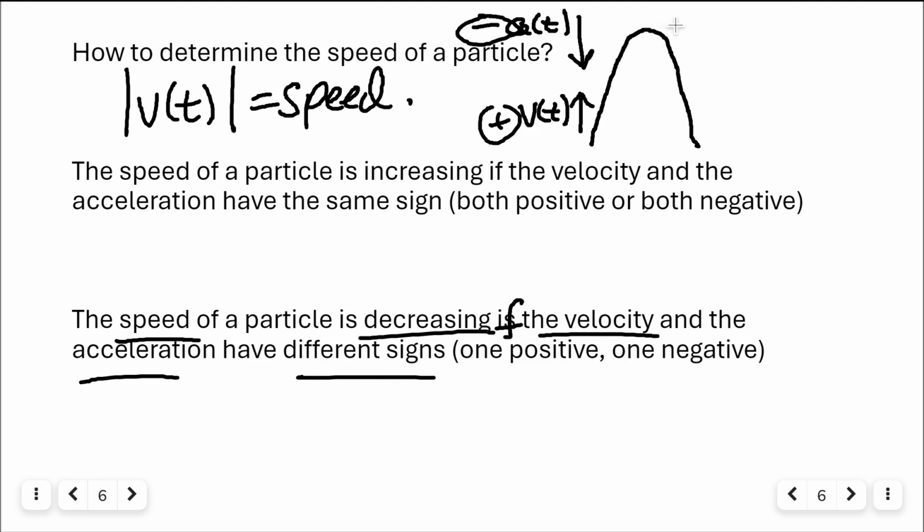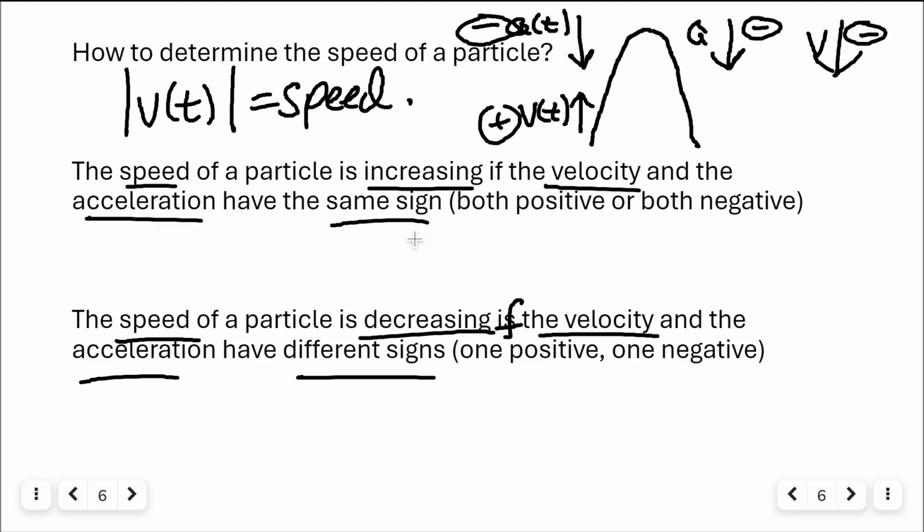Now, for the ball on the way down, the acceleration is negative. It's still acting down, the force acting on the ball. But at the same time, the velocity is also negative because the ball's moving down. So now the acceleration and the velocity are the same sign. And then when the ball comes down, it speeds up. So the speed of the particle is increasing if the velocity and the acceleration have the same sign. Again, both positive or both negative, either way.